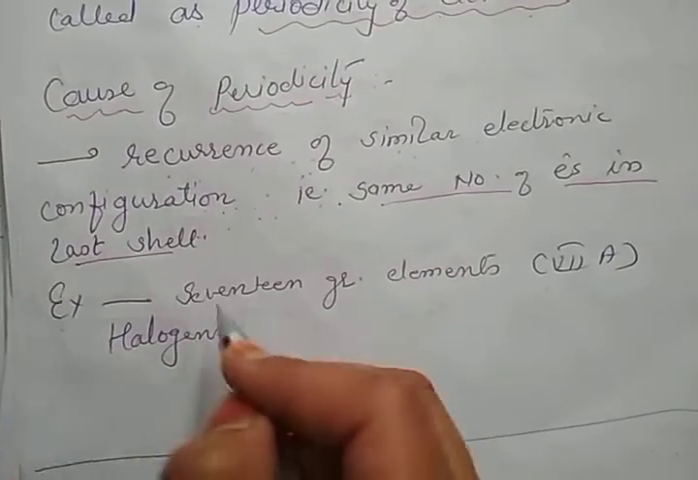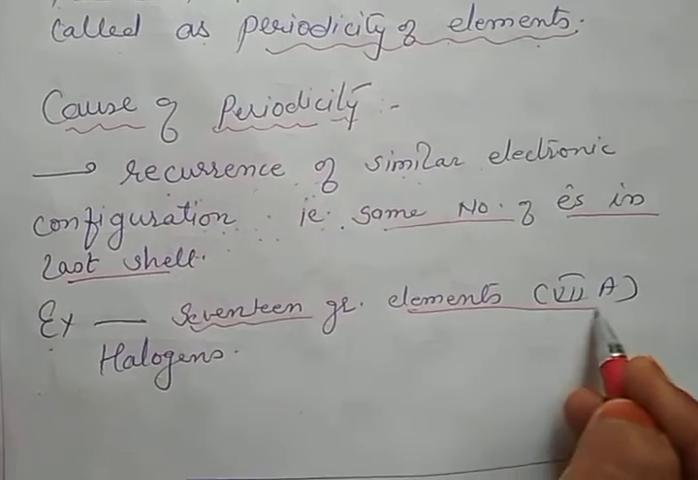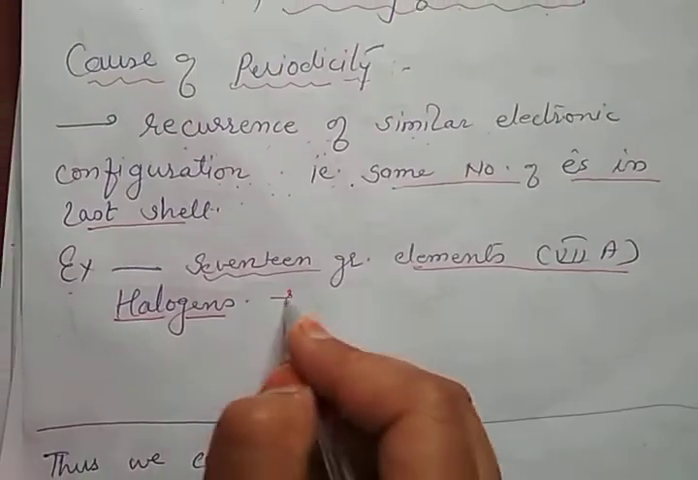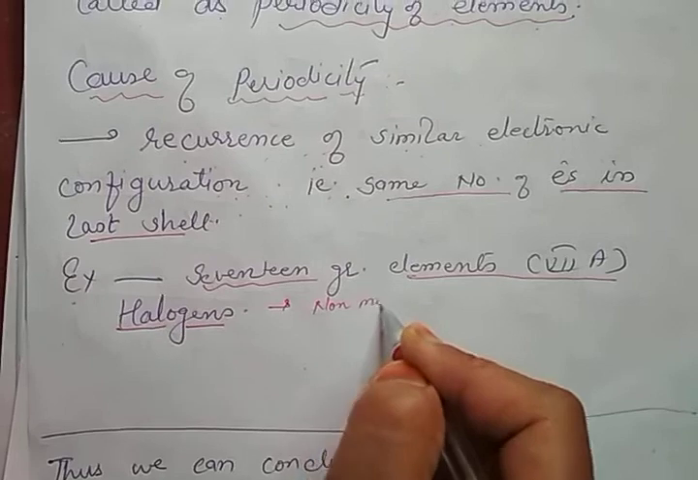For example, the 17th group elements, that are the 7th A group elements, halogens. We already know these elements are non-metals.